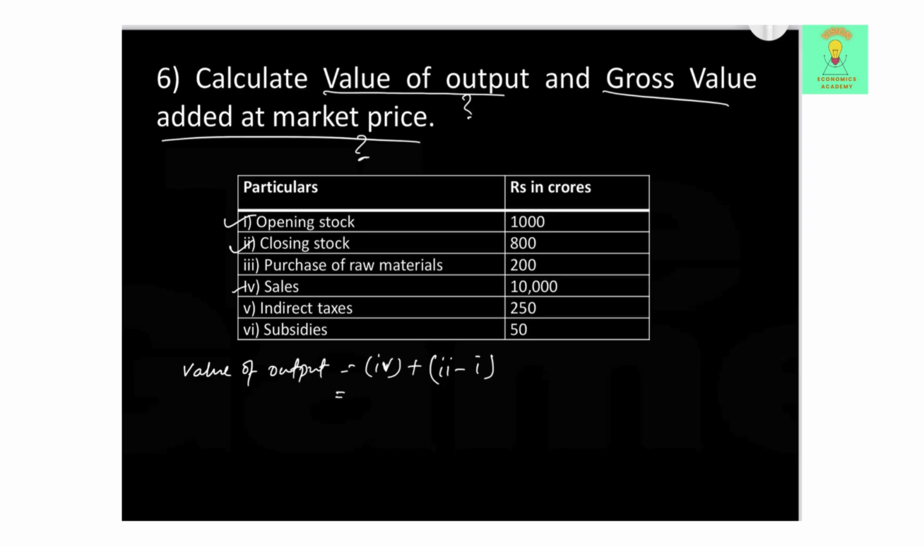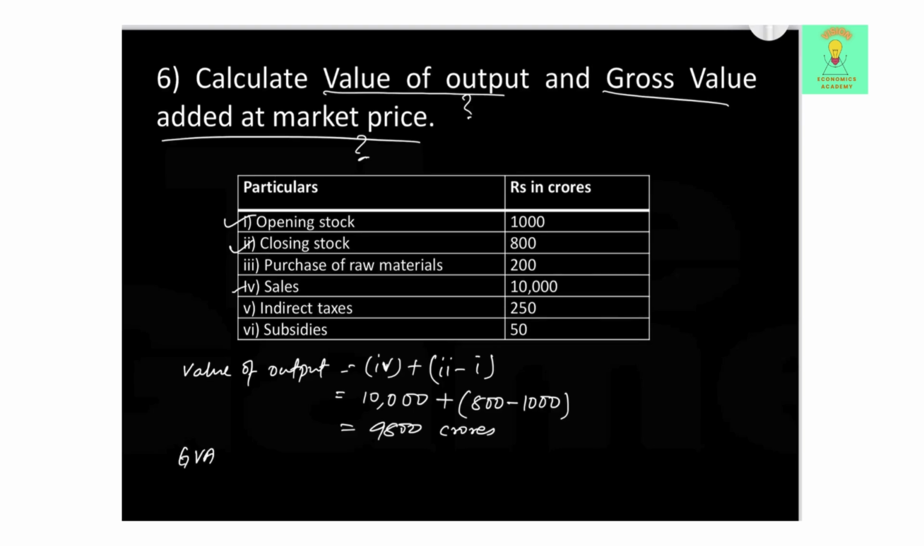Okay, so let's put the value 10,000 plus 800 minus 1,000, which is 9,800 crores. So the value of output we have derived is 9,800 crores.